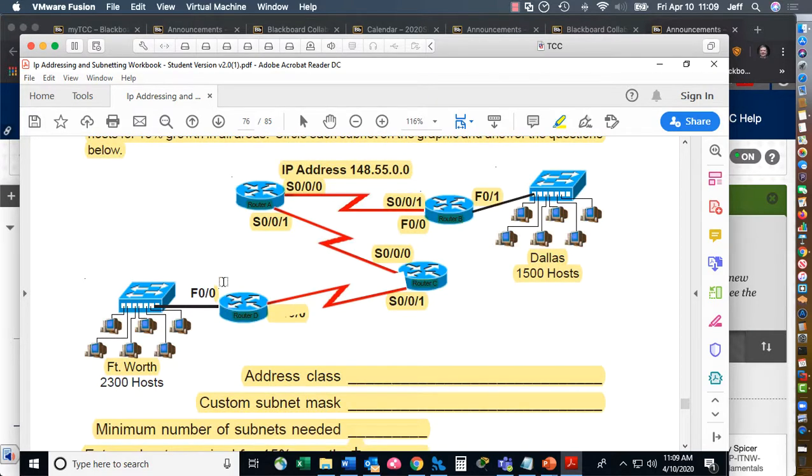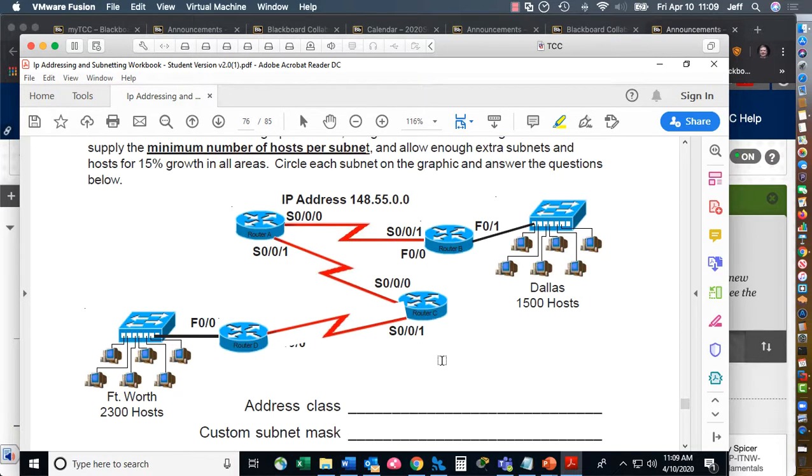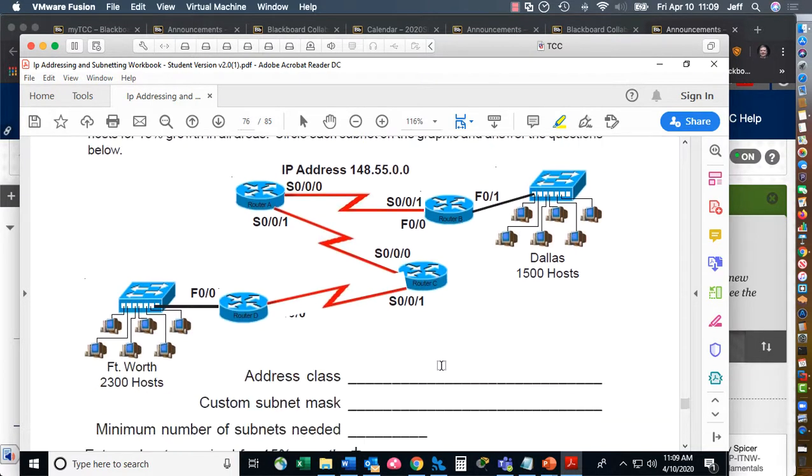So this connection between the router and switch, that's a network. From this router to this router, that's a network. So we got 2 networks. From this router to this router is another network. So that's 3. Then this router to this router, 4. And then finally you have a 5. 5 networks, okay? So this is problem 9.